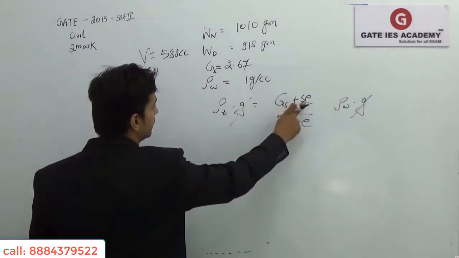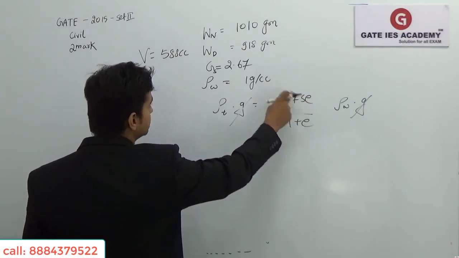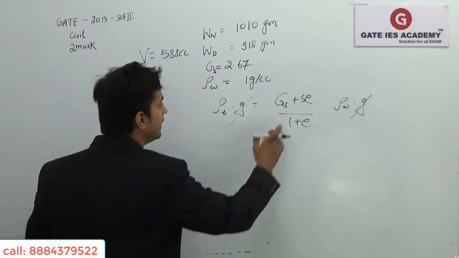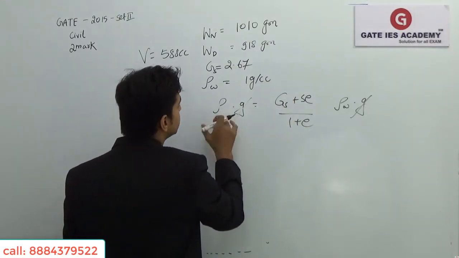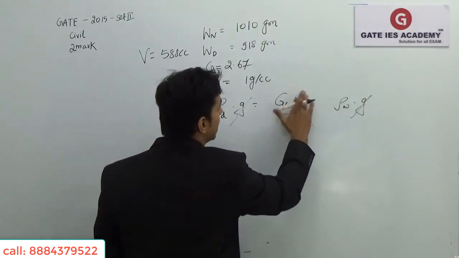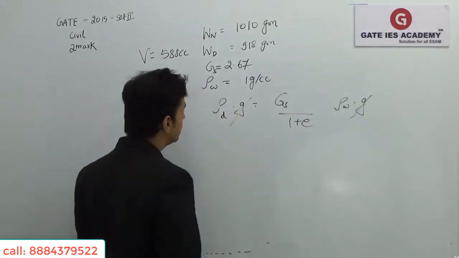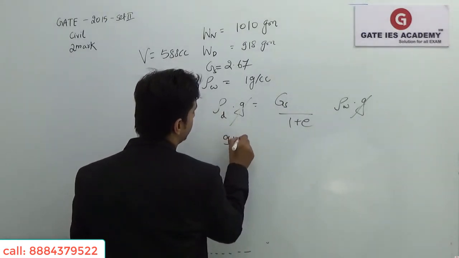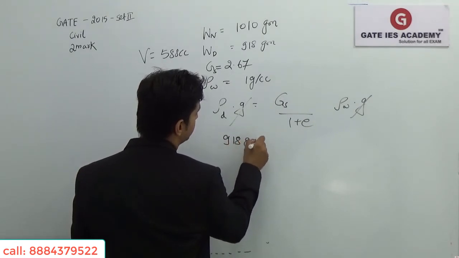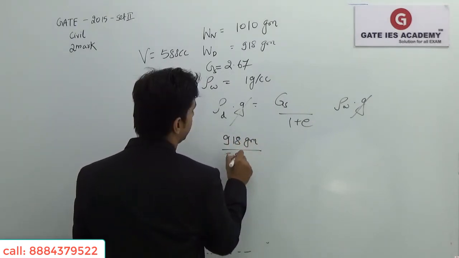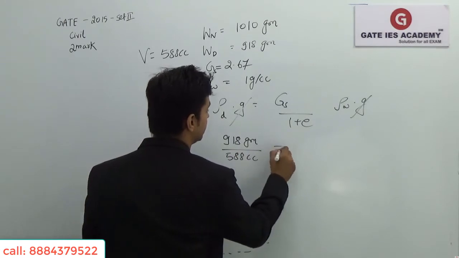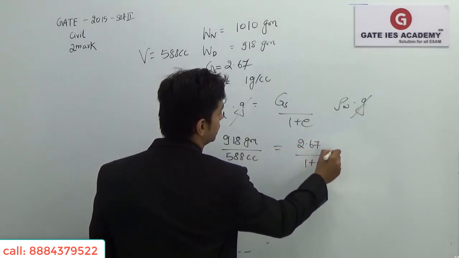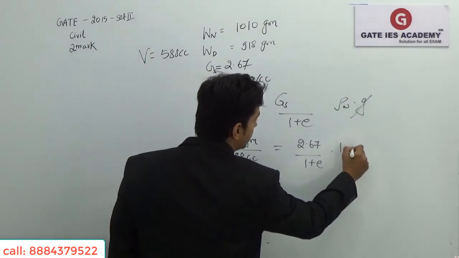If I know GS, I don't know the S. I've got the weight of dry soil also, so why not take the gamma D value? So let's take the gamma D value. If I take gamma D, this SE will be gone. So now this gamma D will be equal to 918 gram divided by 588 cc. That will be equal to GS, which is 2.67, upon 1 plus E into rho W, which is 1 gram per cc.